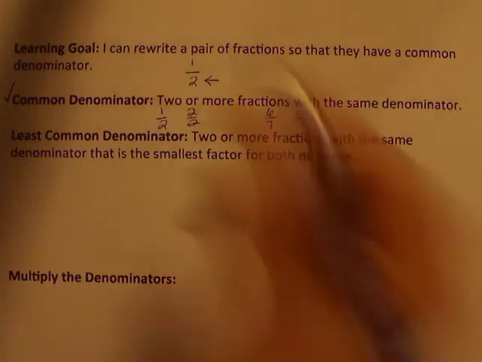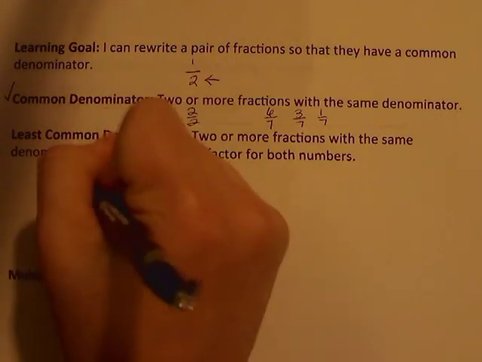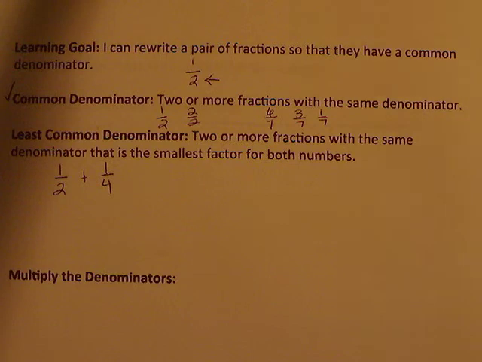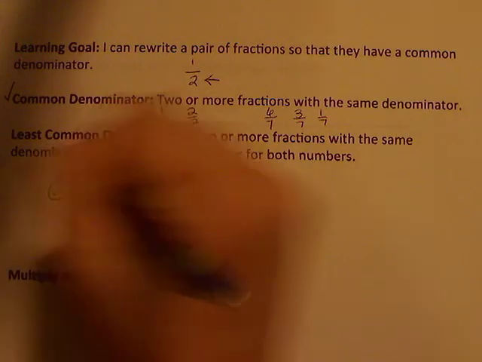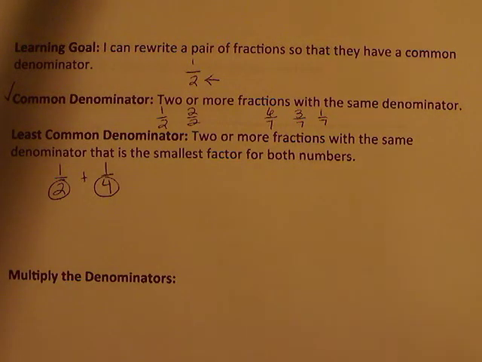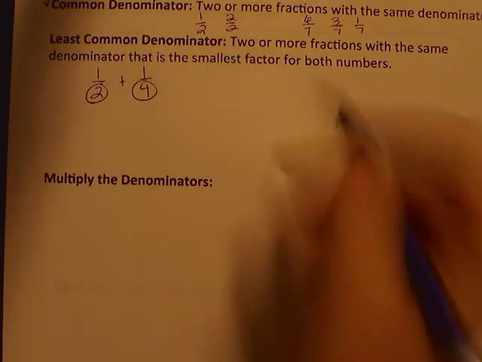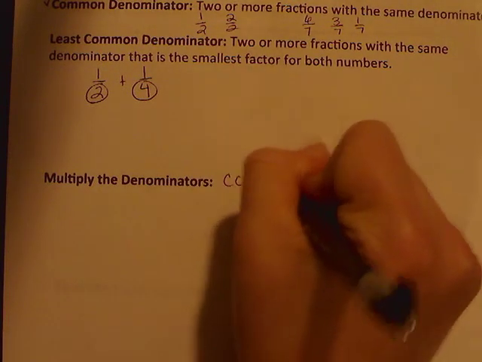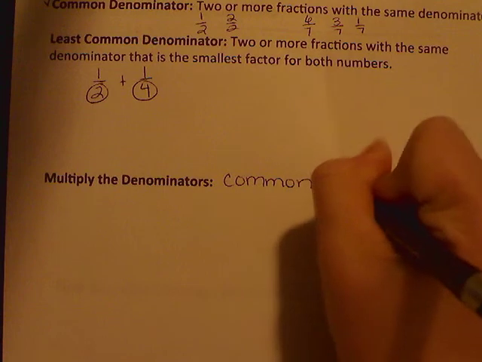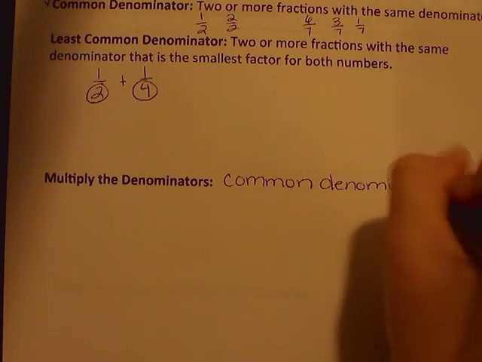So let's say I'm wanting to add 1/2 plus 1/4. Well, I can't add those because their denominators are different. They need to have the same denominator for me to add them. So what we're going to do is look at 2 different ways to find the common denominator for that. The first way that you can do it is you can just multiply the numbers, and that's just going to give you a common denominator. So multiplying the denominators just gives you a common denominator, which is okay, but you're going to have to sometimes simplify your fraction.